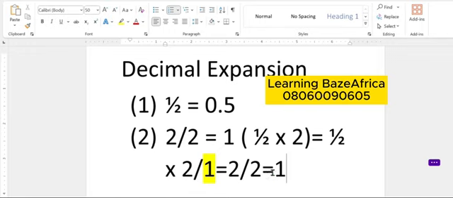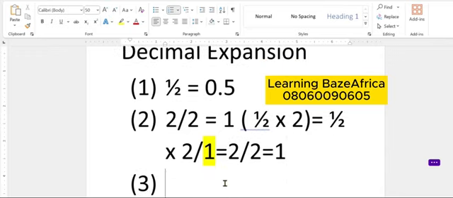So you can see that half is equal to 0.5. Okay? Then 2 over 2, which is like saying 2 times half, will give us 1 as a whole number. Now, what if we have 3 over 2? What if we have 3 over 2? Now, this is how interesting it is. This is where we begin to use our decimal expansion.